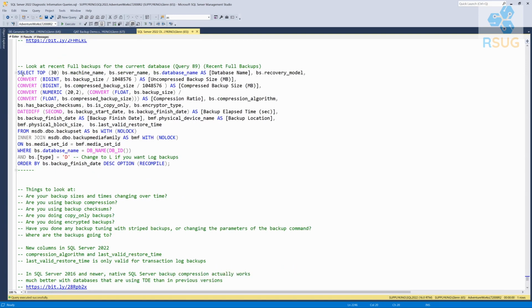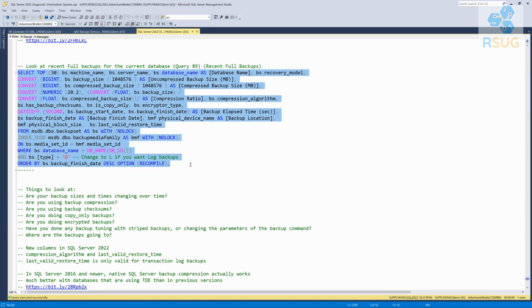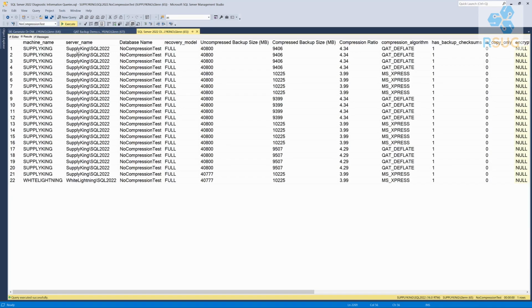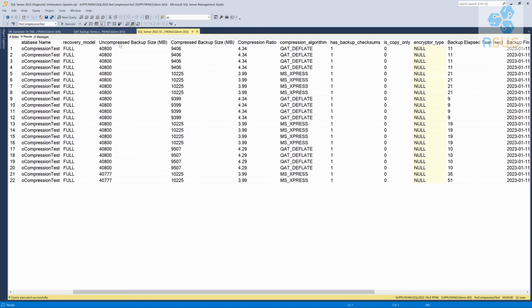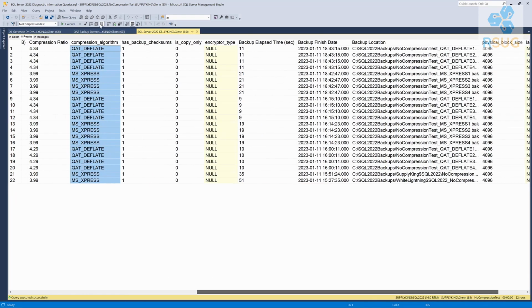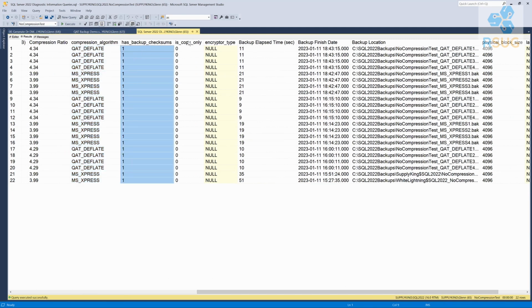And then this is the final one in the set. It's looking at the last full backups for this database. And I'm actually going to switch to this database because it's more interesting. But it shows you what's going on with your database backups. And you can see the uncompressed size, and then the compressed size and the compression ratio. And then this is new in 2022. It shows you what algorithm was used. And you can see it's using backup checksums, which is good, whether or not it's copy only, whether it's encrypted or not, and how long it took, and when it finished, and then where it's going to.